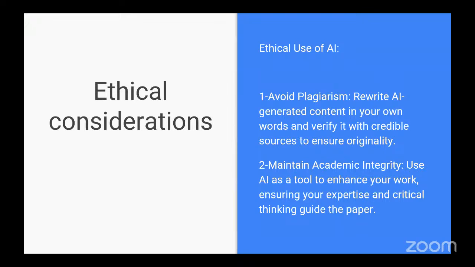After we went through the whole process of writing our research, we need to keep in mind the ethical considerations that come with the use of AI. So the ethical use of AI. First, we should avoid plagiarism by rewriting AI-generated content in our own words and verifying it with credible sources to ensure originality.